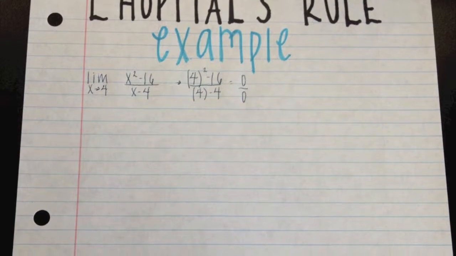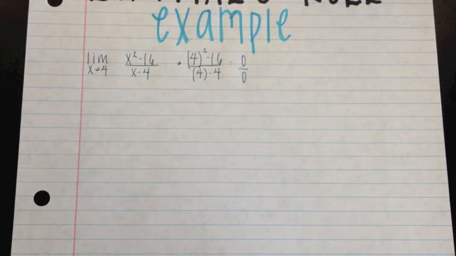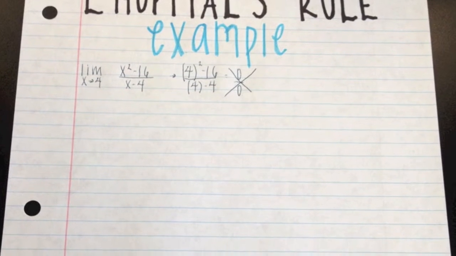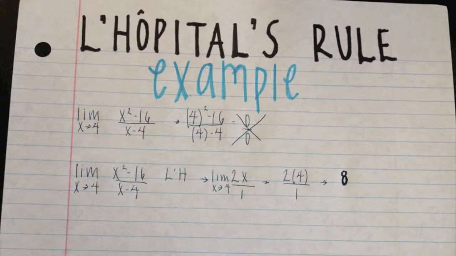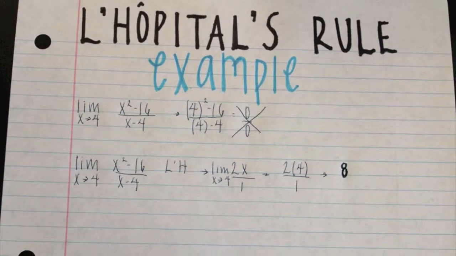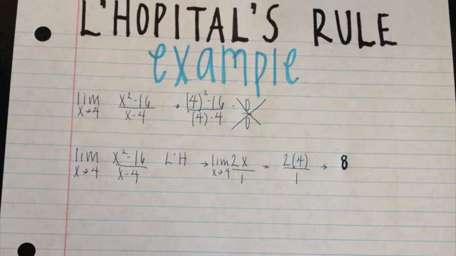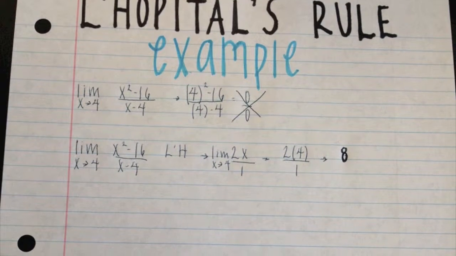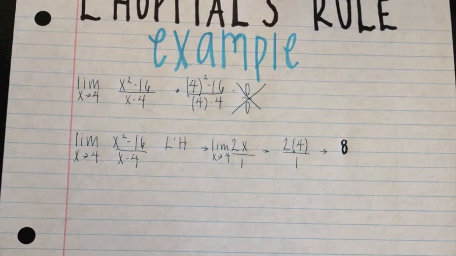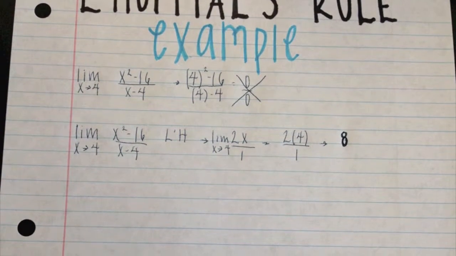When this occurs, we can differentiate the limit until 0 will no longer appear in the denominator. In this case, the derived limit will become 2x over 1. We can now plug in the value of 4 into the limit to earn a value of 8. Thus, it can be said that the limit of f(x) as x approaches 4 is 8.